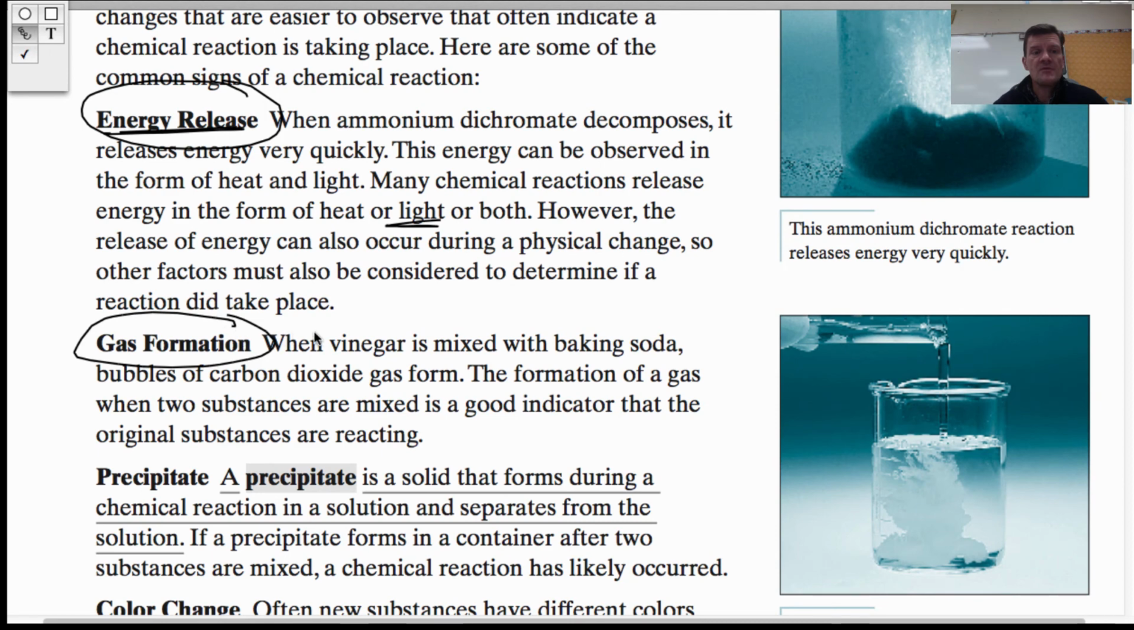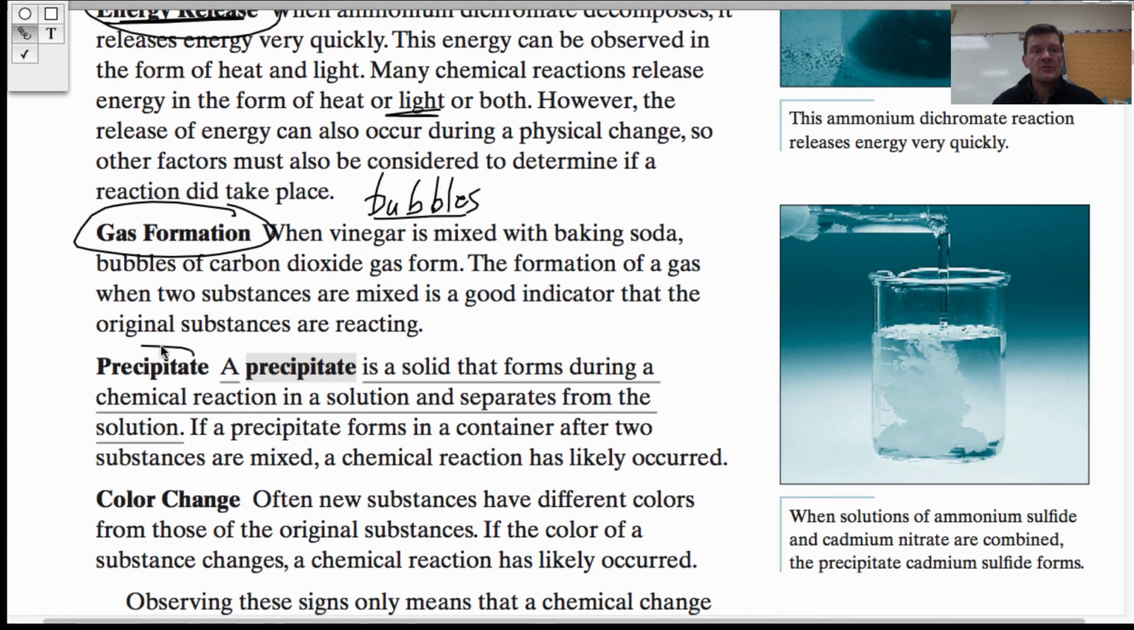If a gas forms, if you see bubbles during your reaction, that's a good indicator that there has been a chemical reaction. Okay? If you see a precipitate, and a precipitate is simply a solid that is formed when you mix 2 solutions. So over here you can see that there's a solution that's being poured into another solution, and this cloudy substance actually is a solid. That's a solid that is forming as a result of the chemical reaction that is occurring between these 2 substances. So that solid is called a precipitate.